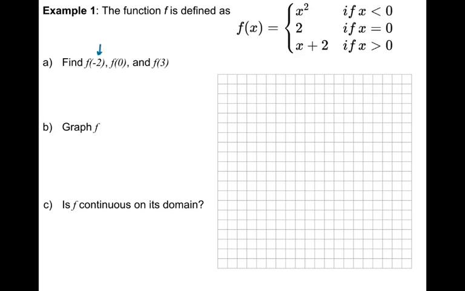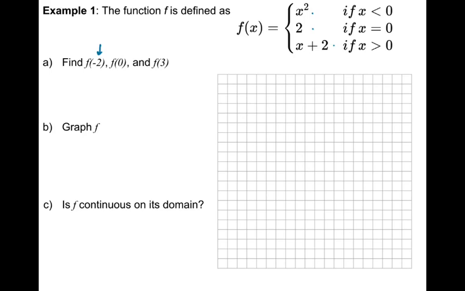When I'm plugging in -2 for x, we have to figure out which function we're actually going to use. Are we going to use x squared? Are we going to use 2? Or are we going to use x plus 2? So we go to the domain restrictions.